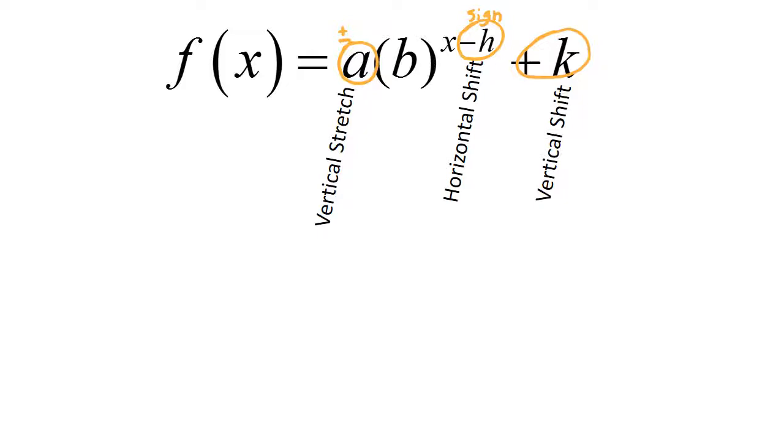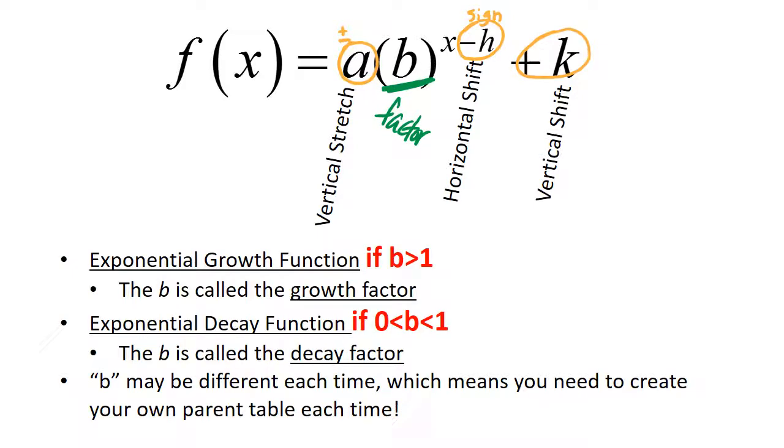What's different is going to be our b value. This b value can change. This is going to be called our factor. Remember that if the b value is greater than 1, that's my growth factor. If my b value is between 0 and 1, that's my decay factor. Notice there's no negatives because the negative is part of your a value. It's not part of your factor.